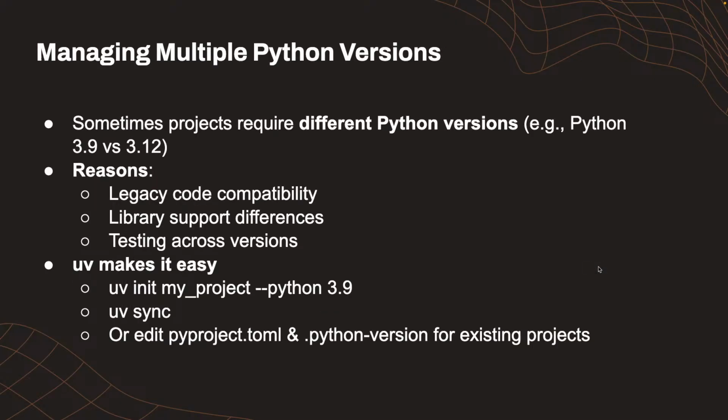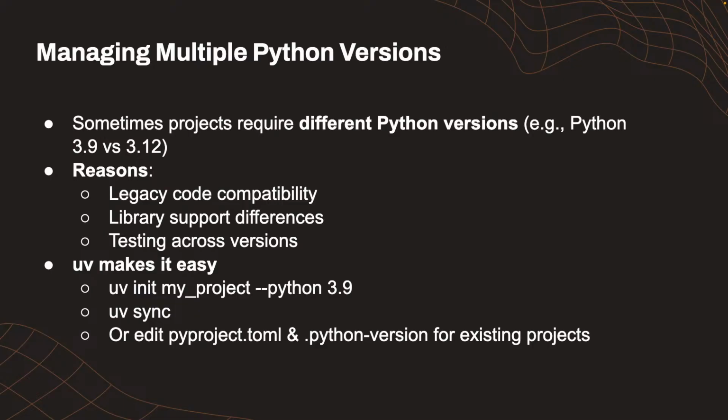So like I mentioned before, you may need different Python versions. Another reason is if you want to support legacy code, especially at work, you may need to support a different code base that hasn't been updated yet. You may want to explore different library support versions if you're making your own package, and also do some other testing across versions to make sure it works.